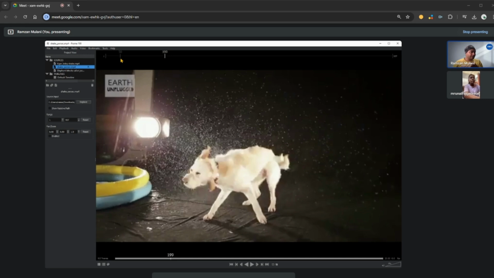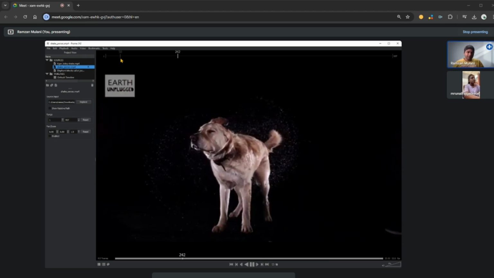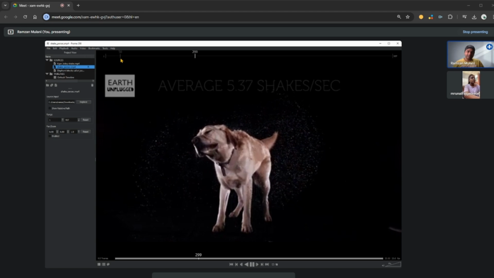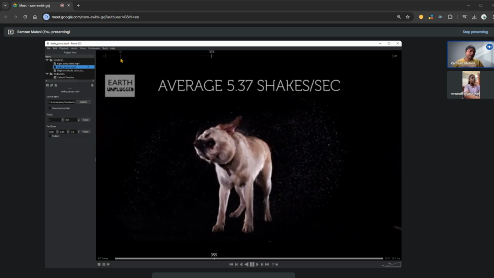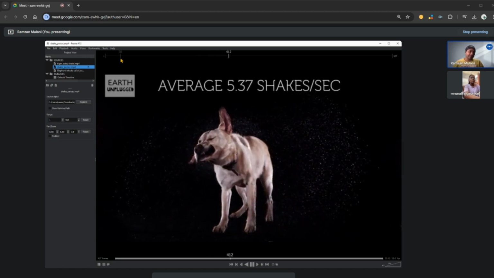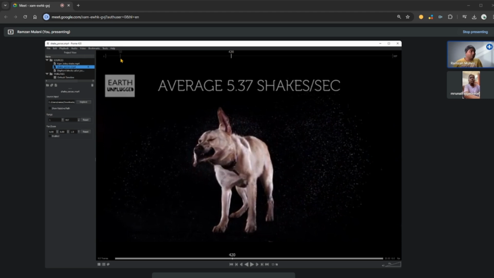So let's take another example, a dog. Here you see the dog shaking himself, and we see in slow motion what happens when these guys do the experiment with the dog. You see an average of 5.37 shakes per second. So the dog's shakes are happening at 5.37, so it's moving comparatively really slow than the rat, right?